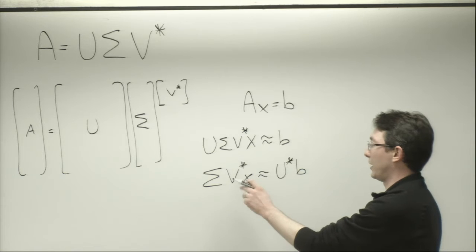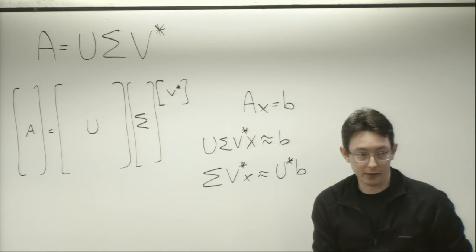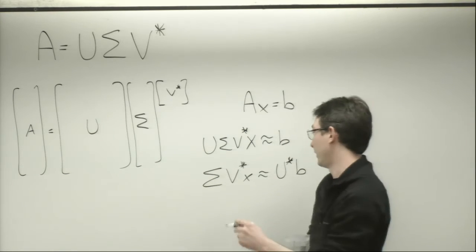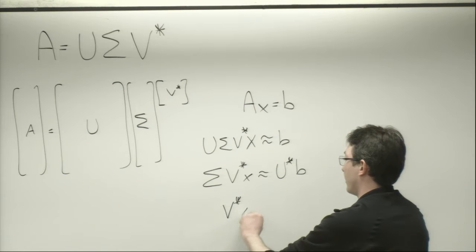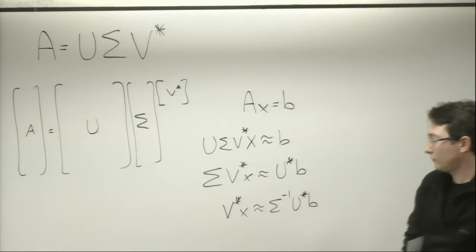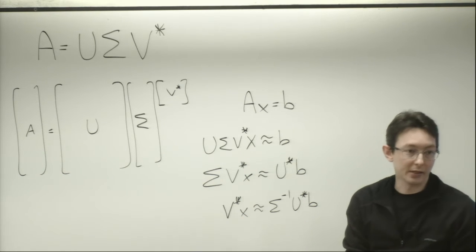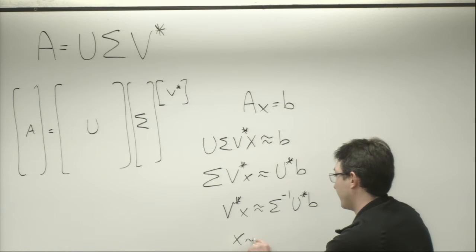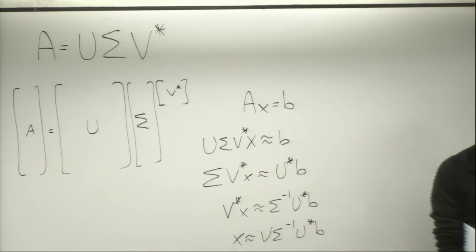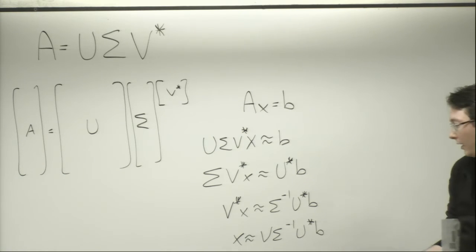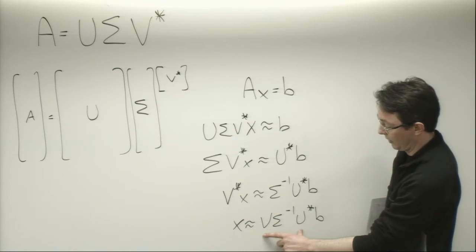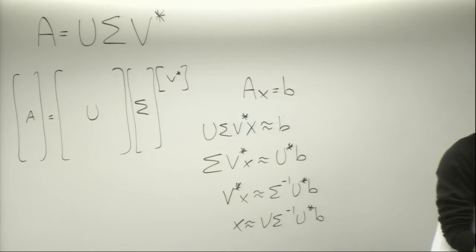Okay, then I can multiply both sides by sigma inverse. Now, sigma is not a square matrix, so I'll tell you what sigma inverse means in a minute. So I get V star X equals sigma inverse U star B. And then finally, this V star is a square matrix. The inverse is just V. And so X is about equal to V sigma inverse U star B. Okay, and so this thing is called the pseudo inverse of A. It looks like the singular value decomposition of A, where everything is flipped and transposed and inverted.